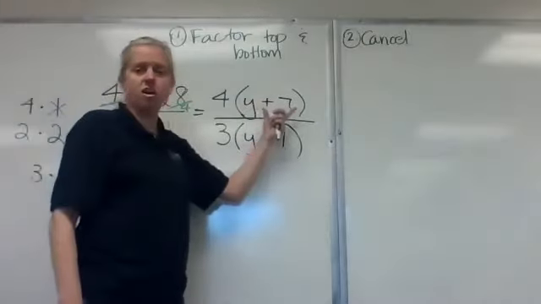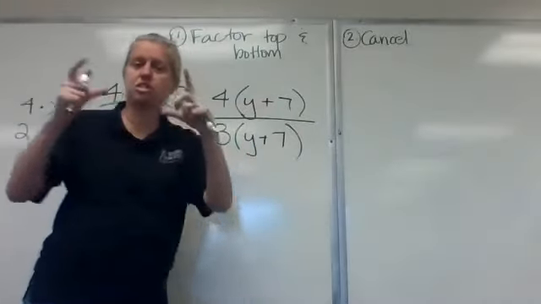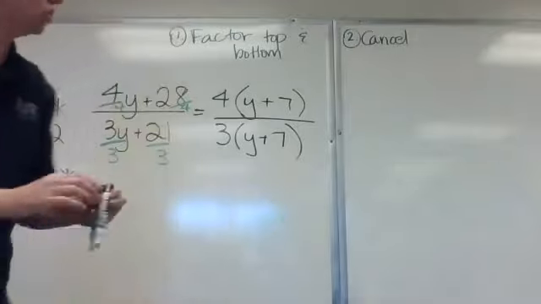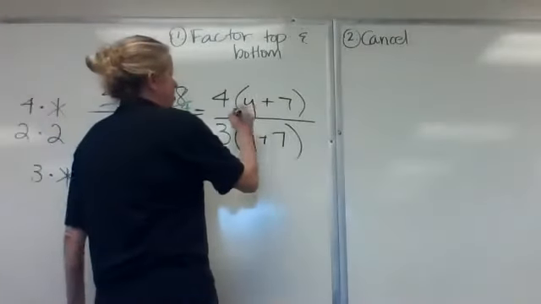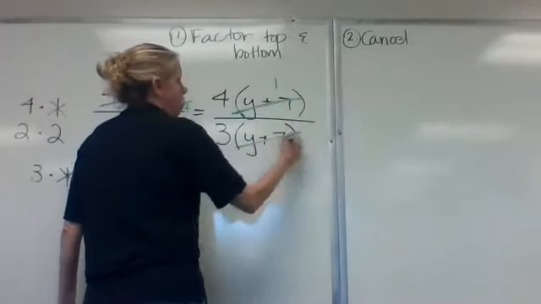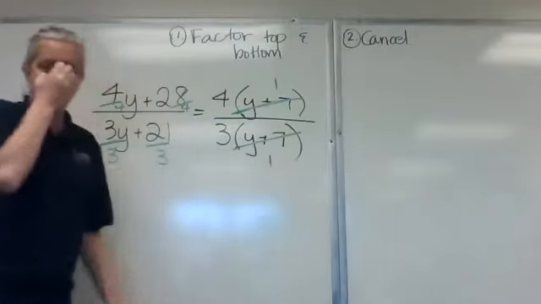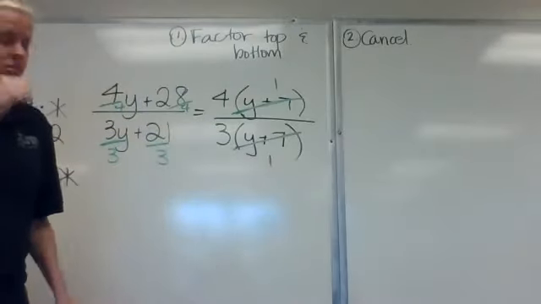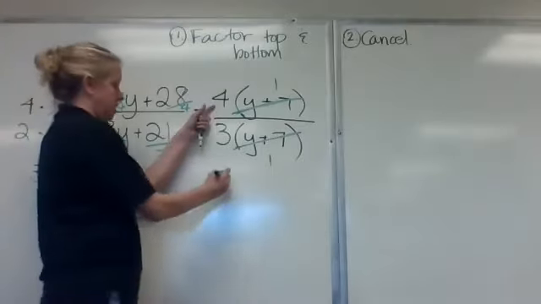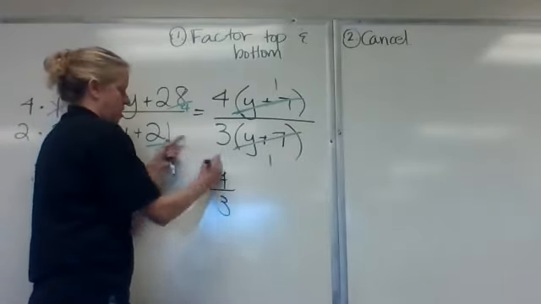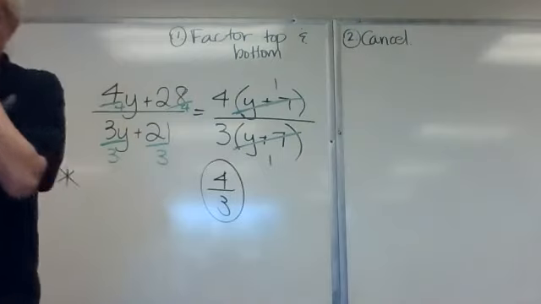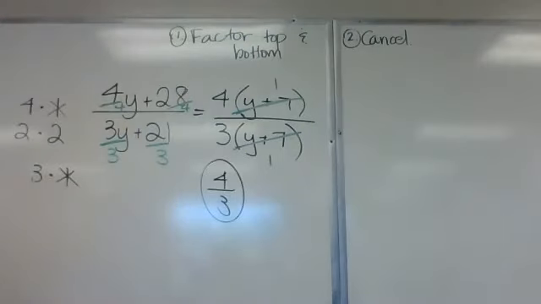So the second step now is you're just looking for factors that are the same that you're going to be able to cancel. So once I did the factoring, I noticed that I had y plus 7 over y plus 7, so they canceled. So all I'm left with is a 4 in the top and a 3 in the bottom. So it simplifies to 4/3.